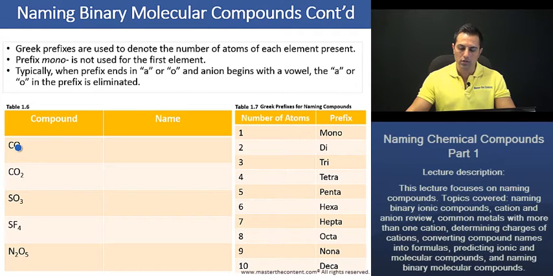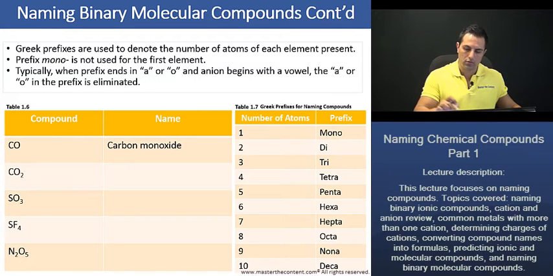However, we do need to demonstrate that there's only one oxygen, so we add the Greek prefix, which is just going to be mono. So the name here is going to be carbon monoxide. If we go ahead and take a look, great.